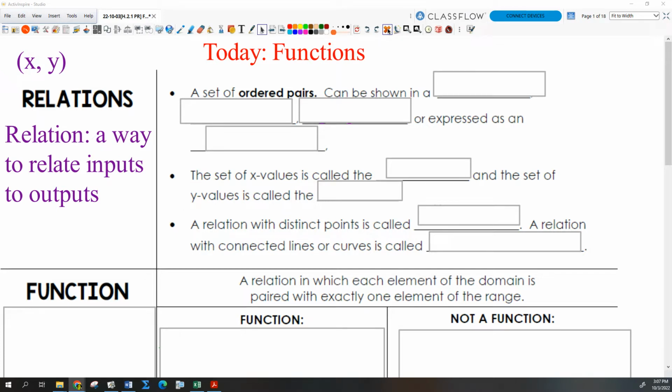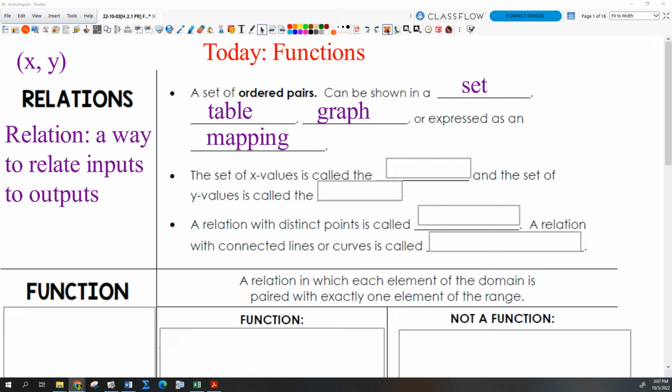Now, normally the way that we write inputs and outputs would be as ordered pairs. The x coordinate represents the input value and the y coordinate represents the output value. You've seen that thousands of times, I'm sure. So a set of ordered pairs, if we have a whole bunch of individual ordered pairs, that's an example of a relation. We can show that using set notation. We could represent that conveniently using a t-table. That's a really good way to do it. We could use a graph, or we could use what's called a mapping, and we'll see examples of each of those today.